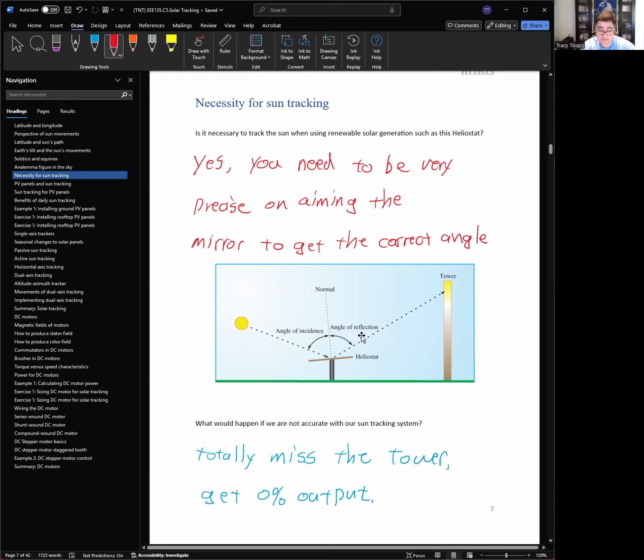And it has to change every 15 minutes to readjust, 365 days out of the year. It's a lot of work, but it has to be very precise, so we need the exact coordinates of the sun's movement. What would happen if we're not accurate with our sun tracking? In this particular case, we totally miss the tower and get 0% output. So this is an all or nothing scenario. Absolutely critical for this one.